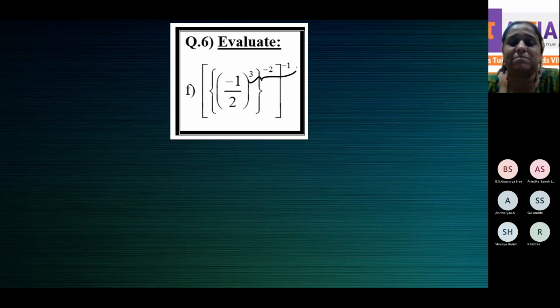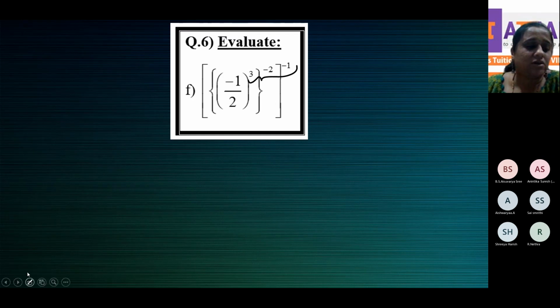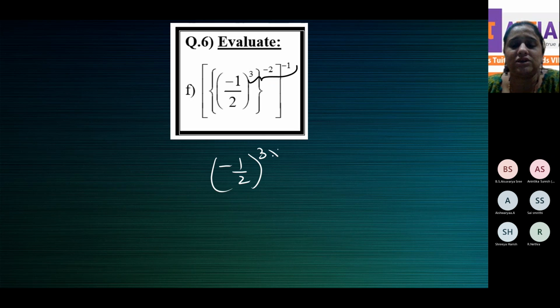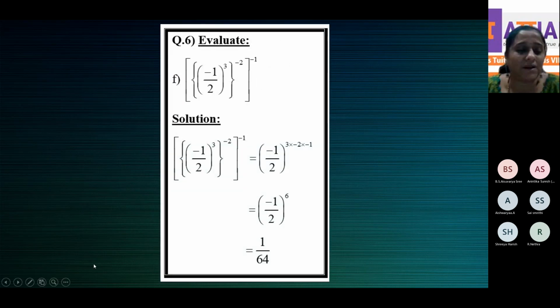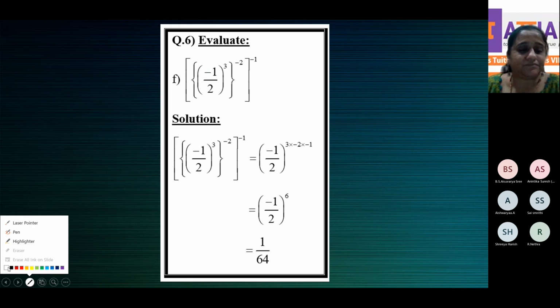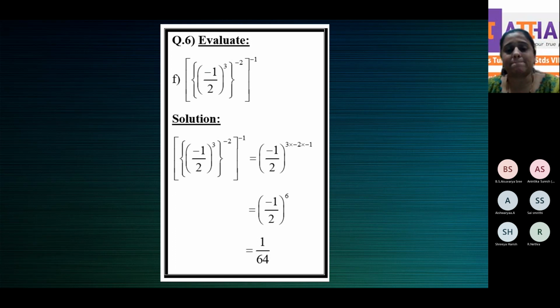So here, when there are many powers, you need to multiply all the powers. That's the rule. So minus 1 by 2 is the base. Multiply all the powers: 3 into minus 2 into minus 1. So it's nothing but minus 1 by 2, the whole power. Minus into minus is plus, and 3 into 6. Which means minus 1 multiplied with itself 6 times.